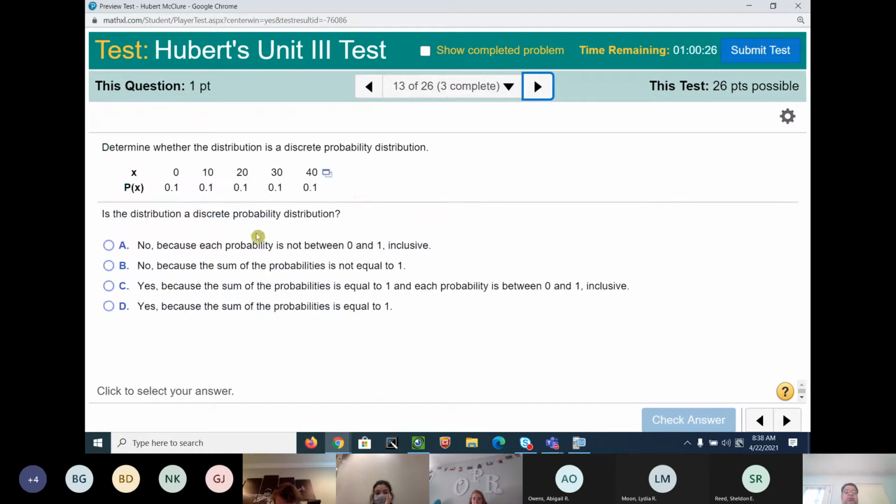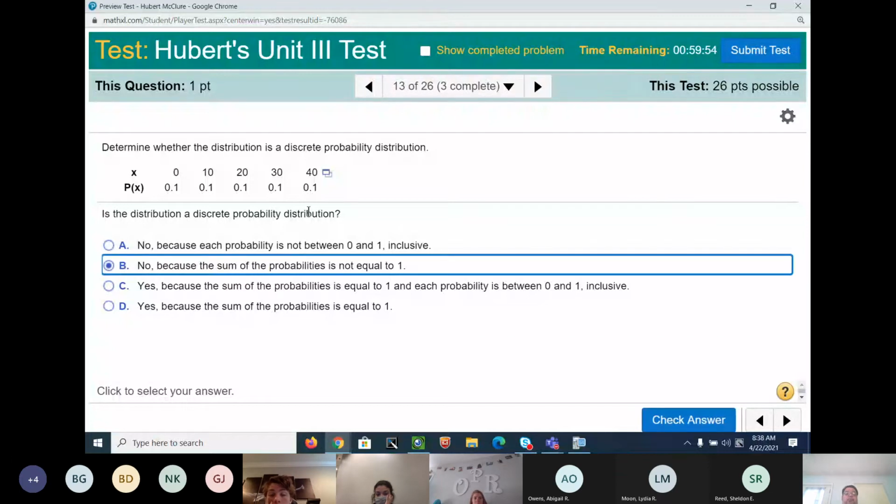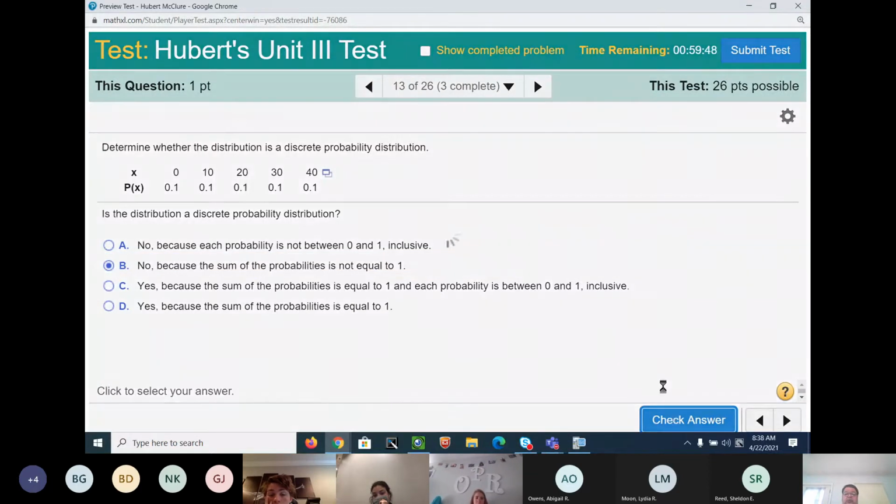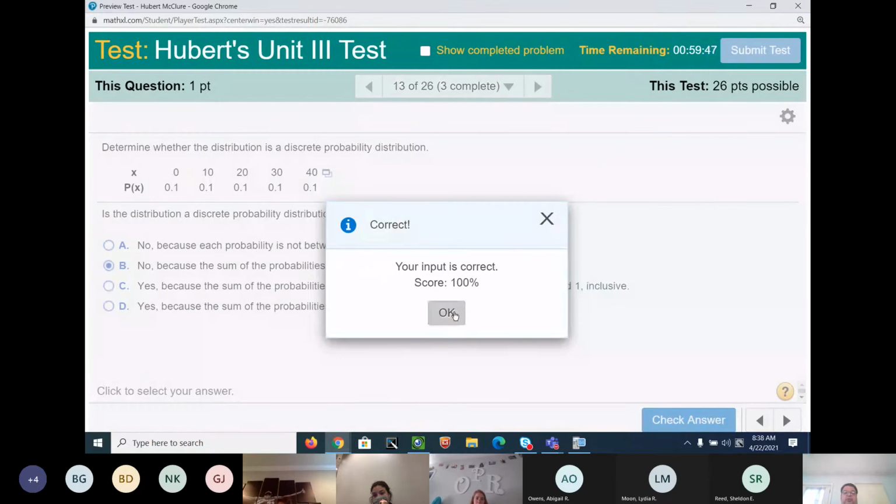This, they want to check to see if it's discrete. In other words, is each probability between 0 and 1? And what happens when you add all the probabilities? 0.1, that's a dime, that's a dime, that's a dime, that's a dime, that's a dime. You get 50 cents. So it is not a probability distribution. So you need to decide which one, alpha or bravo, which one is it? The sum of the probabilities equals 50 cents. That doesn't work. God, that one's real easy.